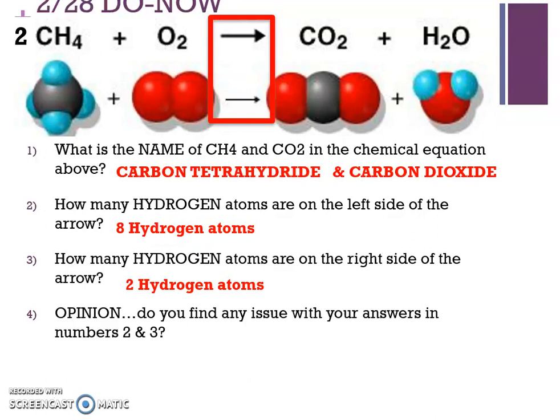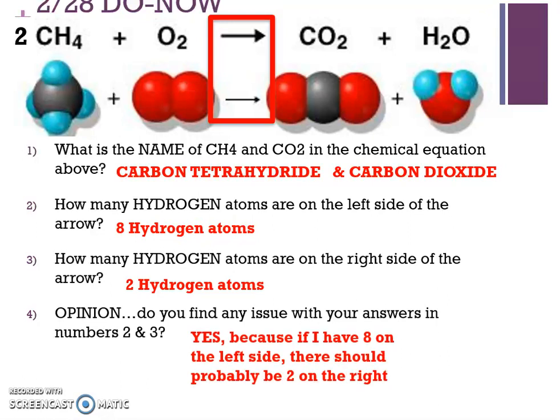Number four, this is an opinionated question. And I know how some of you do with opinionated questions, but whatever. Do you find any issue with the answers that we just got in 2 and 3? Well, maybe you don't have any issue with it, but I have an issue with this because if I have 8 hydrogens on the left, there should probably be 2 hydrogens on the right. That just doesn't seem correct. And maybe we'll learn why in a second.